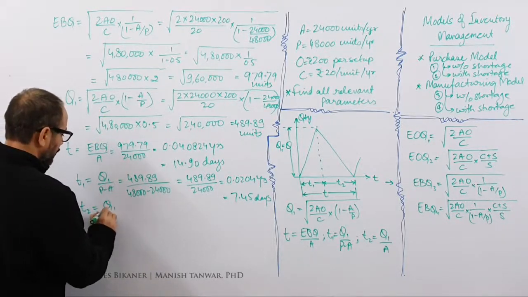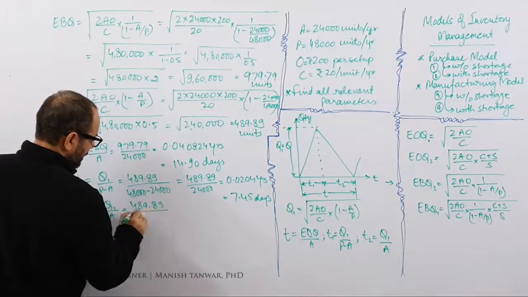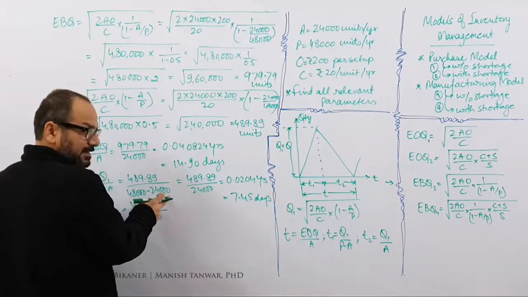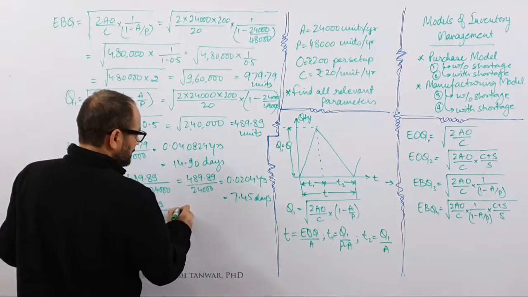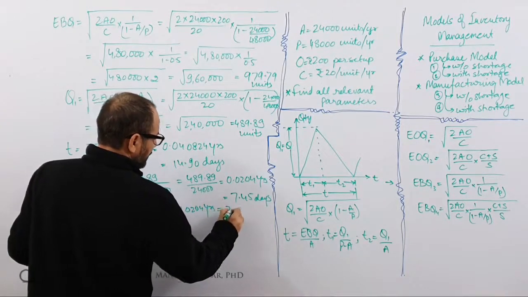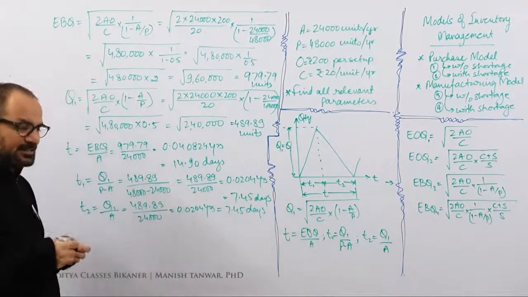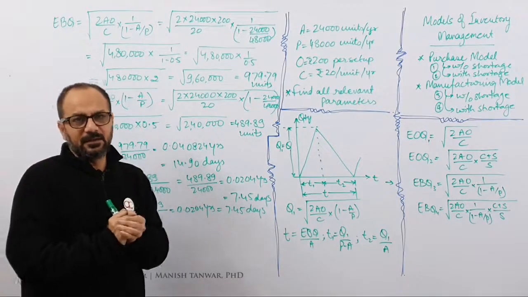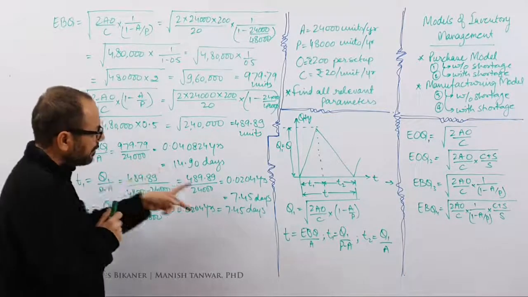T2 would be again Q1 upon A, making it 489.89 upon A, 24,000. Either way, this was 48 minus 24 giving me 24. This time it is directly A, so it is again 24. So, again I will be getting it as 0.0204 years or 7.45 days. Now see, this is a very good checkpoint for us to see if we have calculated everything properly or not. Suppose we make some error in EBQ or in Q1, it will always get reflected over here.